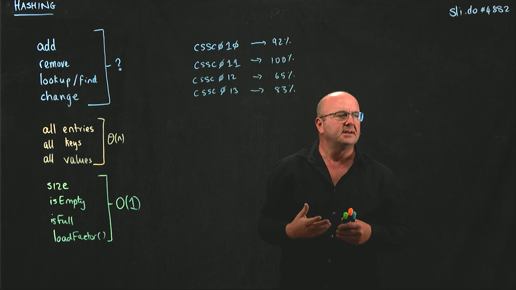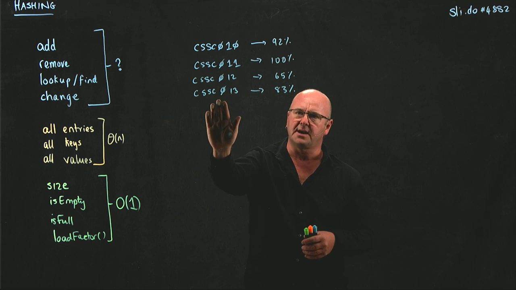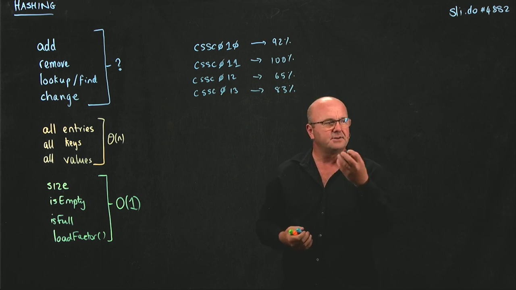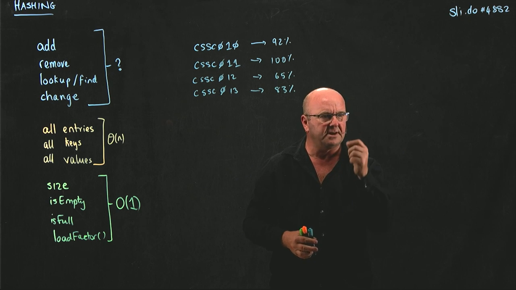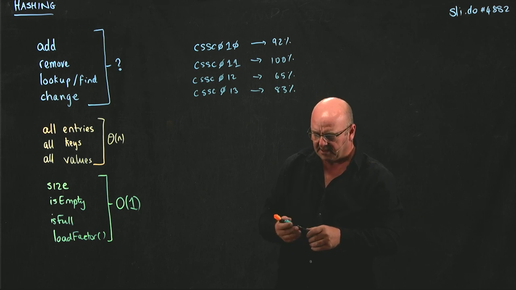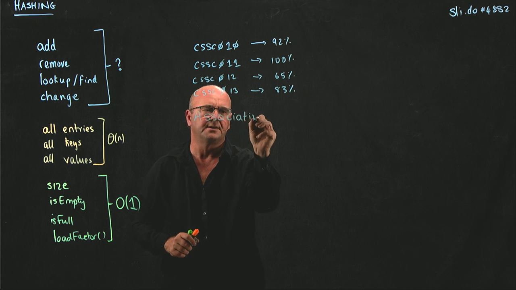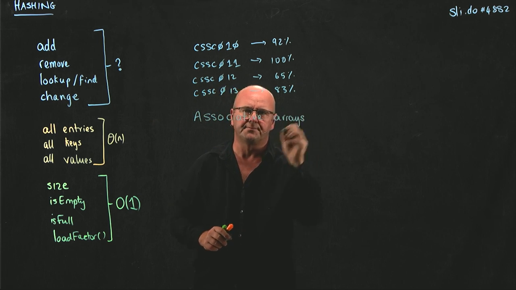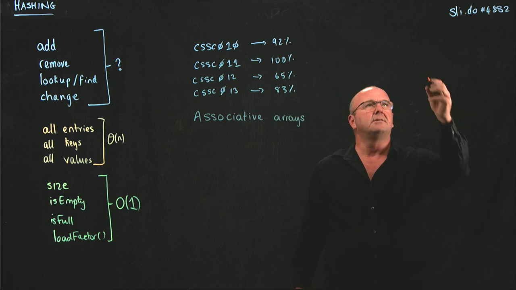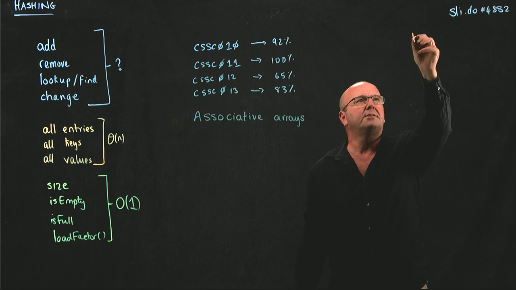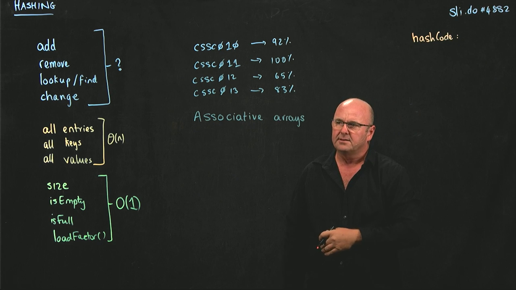So what I'd like to do is create a data structure where I can take some property associated with your ID, reduce that property to a single number, and use that number to quickly associate your ID with your data. This idea originally started as associative arrays. The idea is something like this. I'm going to have a function, and you'll see why a little later, I'm going to call it hashCode.